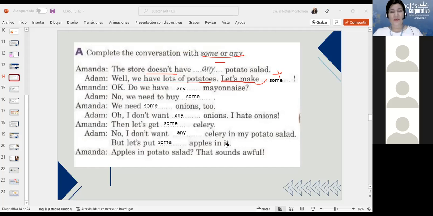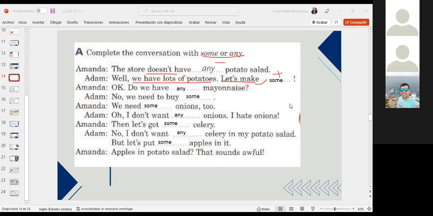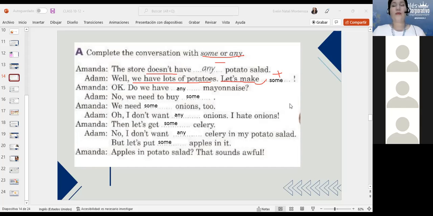Right? It is very important to remember that we use some for affirmatives and any for the negatives and the questions. And it says, the store doesn't have any potato salad. Practice with me. The store doesn't have any potato salad. Well, we have lots of potatoes. Let's make some. Okay. Do we have any mayonnaise?